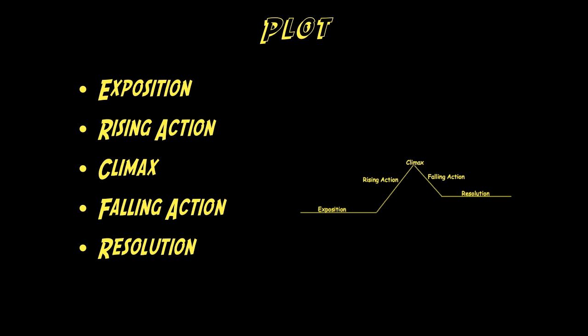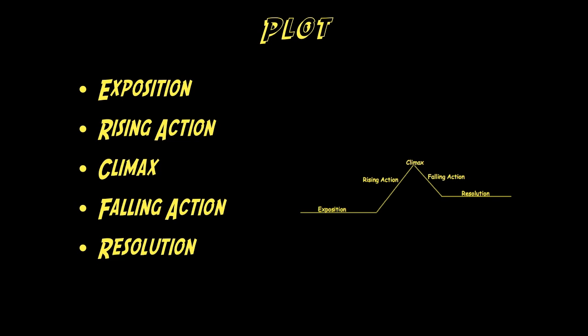Now, you will be taking notes throughout this entire thing, so my suggestion is make sure that you're looking at the headings to make sure that you're not missing anything, okay? We're going to start off with this first thing that we're going to call plot. Now, plot has 5 different parts: exposition, rising action, climax, falling action, and resolution. We can represent plot using this little diagram that you see off to the right here.